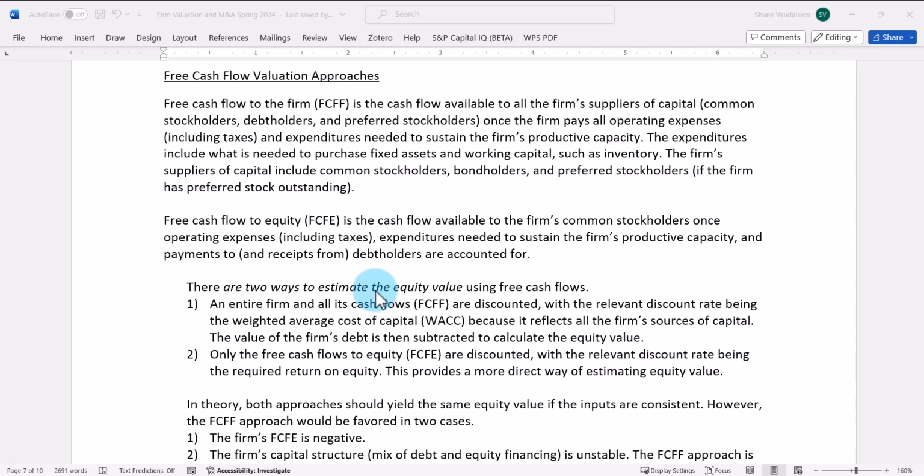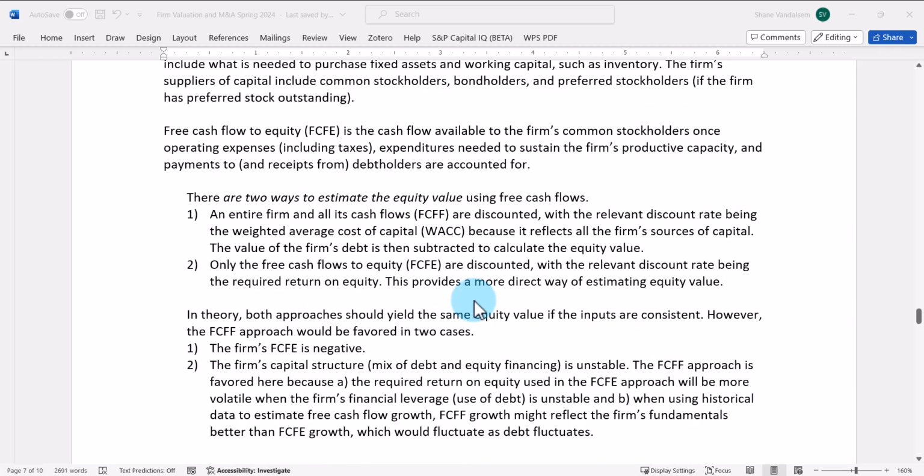Using the other approach, the free cash flows to equity, we only discount back the cash flows available to the common stockholders, and our discount rate for that is different. It's going to be the required rate of return on equity, or the cost of equity, because we're only looking at the cash flows available to those investors of the firm. The free cash flow to equity approach is a more direct method of estimating equity value. However, there are some situations in which we would not want to use that, and instead we would want to use the free cash flow to the firm.